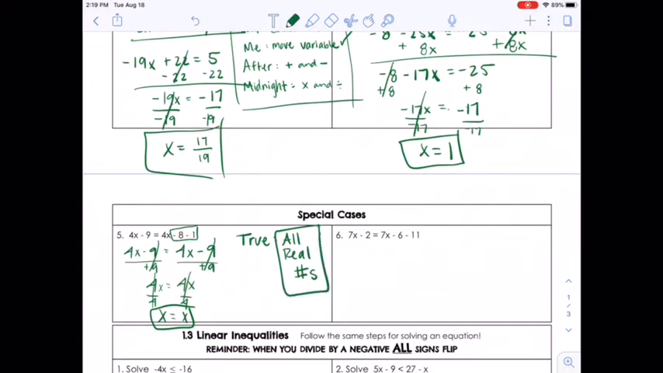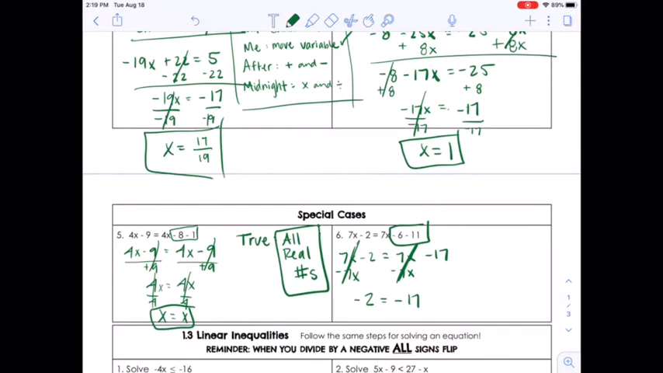For the next one, we're going to do the same thing. So we're going to combine our constants. So it's going to be 7x minus 2 equals 7x minus 17. Then we want to move our smallest variable. So it doesn't matter which one you do, they're the same. They're going to cancel out though. So here we're left with negative 2 equals negative 17.